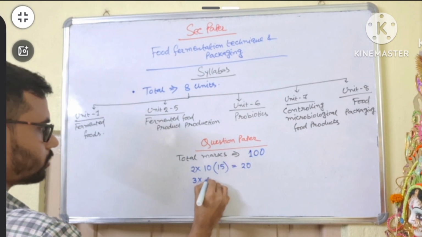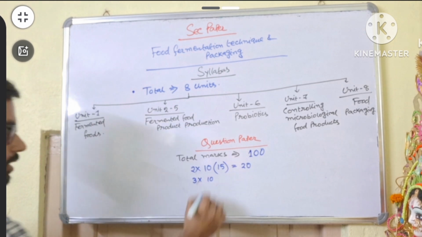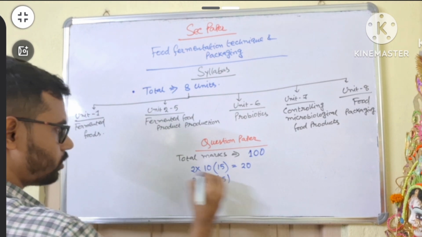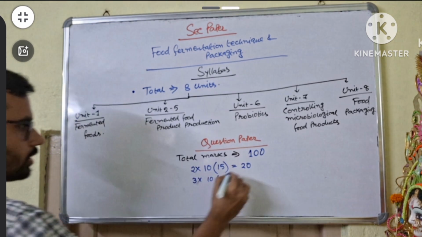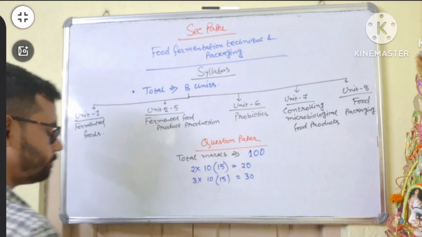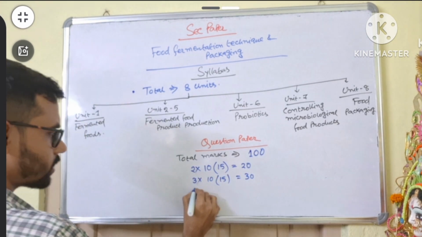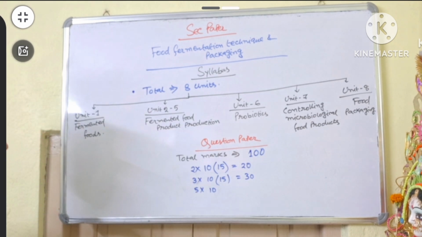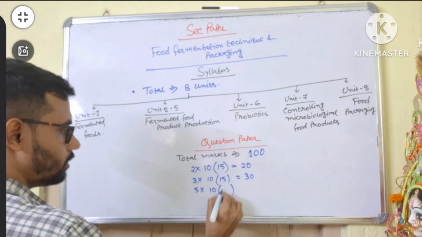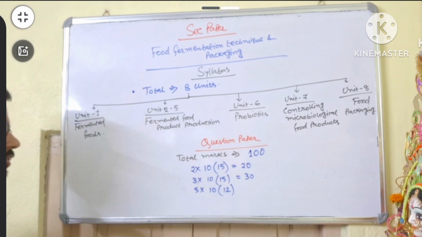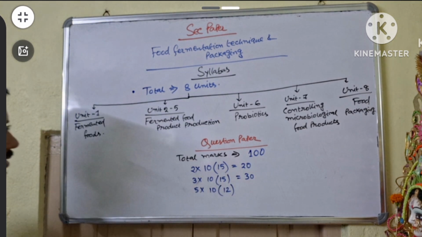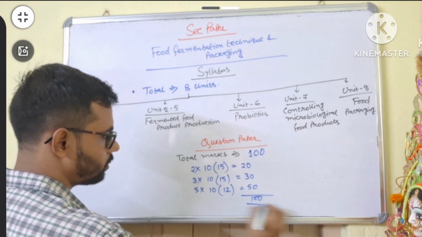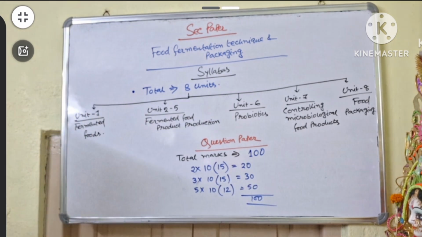3 marks questions: also 10 questions have to be answered, with 15 questions in total. Out of 15, 10 questions, that means a total of 30. And 5 marks questions: a total of 10 have to be answered, with a total of 12 questions, so 50. Total 100. That is the marks distribution.